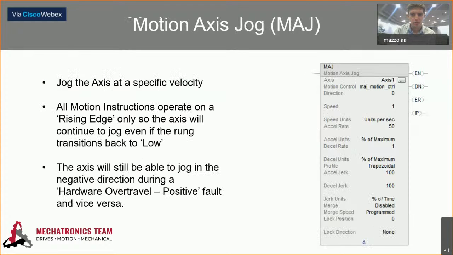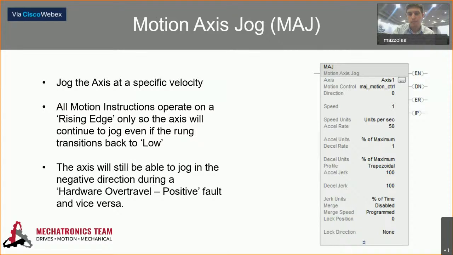So the motion axis jog command. So once you've MSO'd your axis and it's running, you can perform a motion axis jog command. And so this will command the axis to jog at a specific velocity. And I should mention, all of these motion instructions operate on a rising edge trigger. So the axis will continue to jog even if the rung transitions back to a low state.